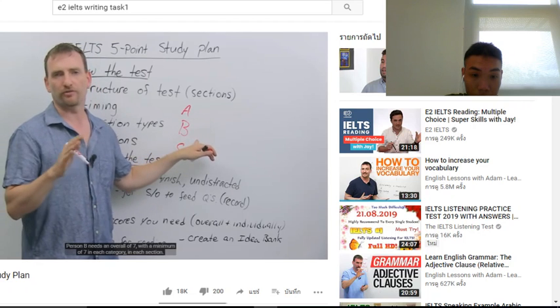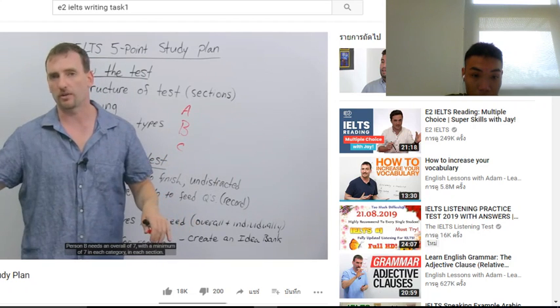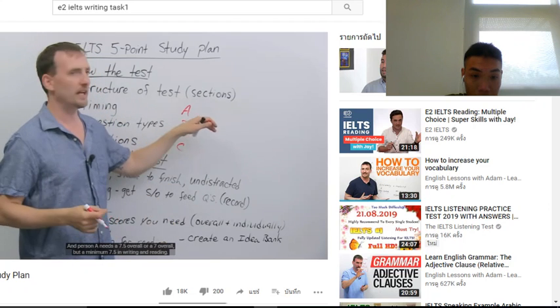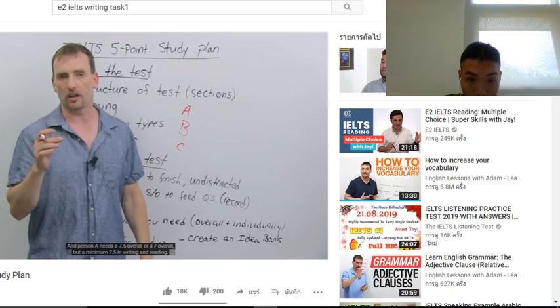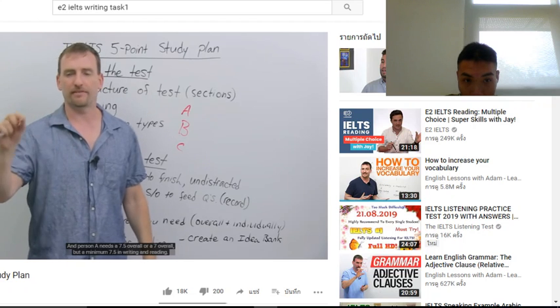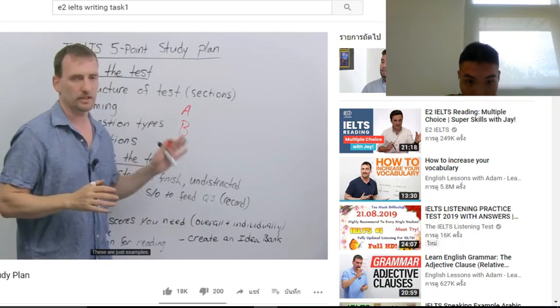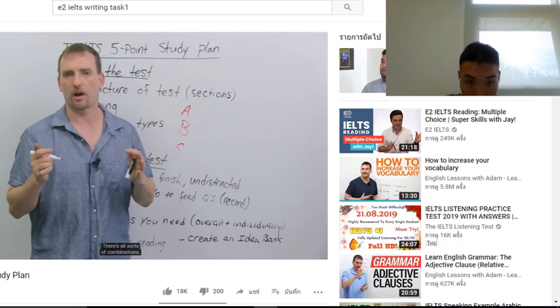Person B needs an overall of 7 with a minimum of 7 in each category, in each section. And person A needs a 7.5 overall or a 7 overall, but a minimum 7.5 in writing and reading. Okay? These are just examples. There's all sorts of combinations.